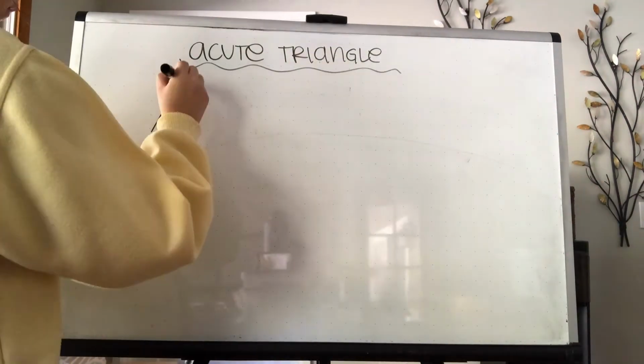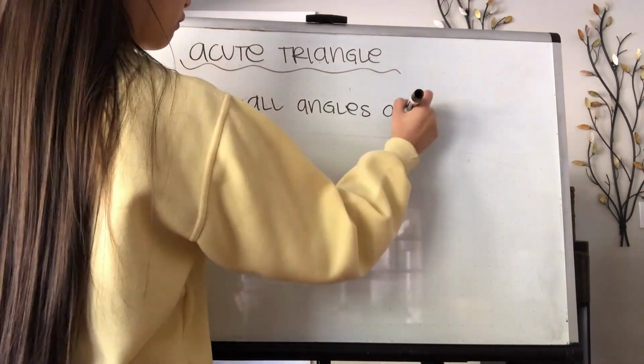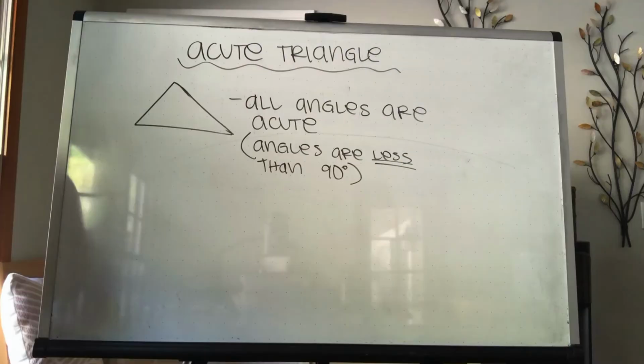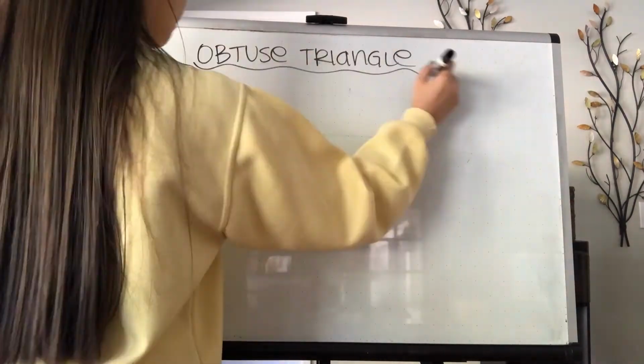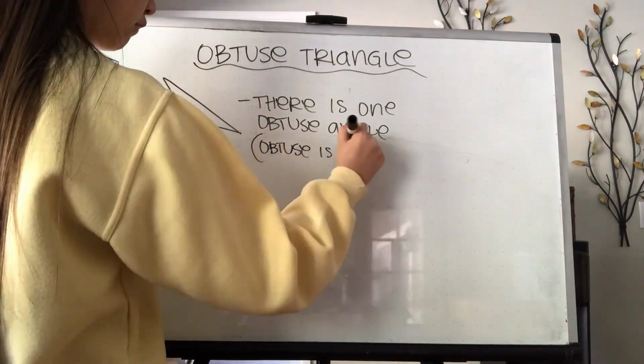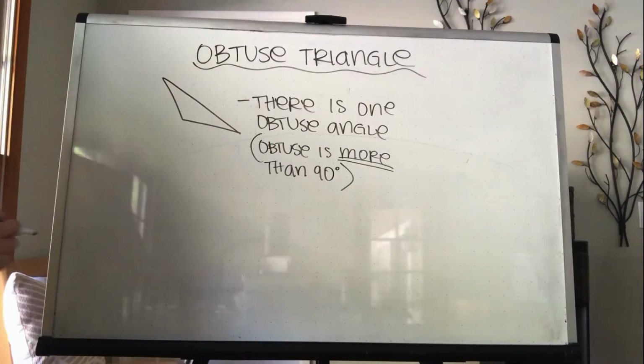The next type of triangle is an acute triangle. And so for an acute triangle, it's when all the angles are acute, and acute is when an angle is less than 90 degrees. And then we have an obtuse triangle. An obtuse triangle is when one of the angles is obtuse, which means it's more than 90 degrees.